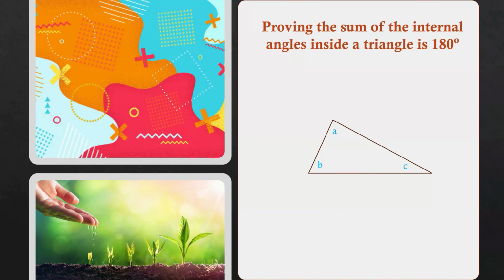Okay, so we prove that the sum of internal angles inside a triangle is 180. Now, how do we do that? Look, here is a triangle. To do that, I need to draw extra lines. The first thing is I draw a line that passes through the vertex on the top, and the line is parallel to the base of the triangle. Next, I draw another line, to extend the base of the triangle.